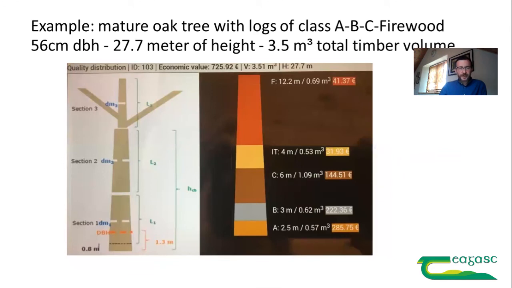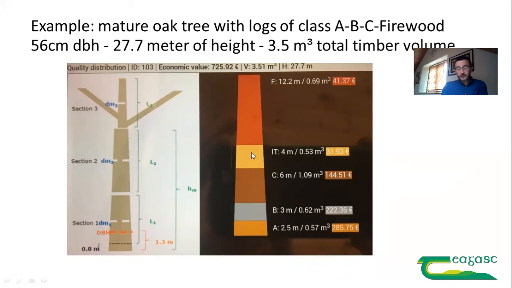This is a good example of a mature solid tree, an oak tree, showing log classes of A, B, and C, including firewood. As discussed, its diameter at breast height is 56 centimeters and it is 27.7 meters in height for a total volume of 3.4 cubic meters. We can see a relatively short length of A class log at the bottom, generating good profit, good value, followed by the B log of 3 meters, also high returns, and 6 meters of a C class log.